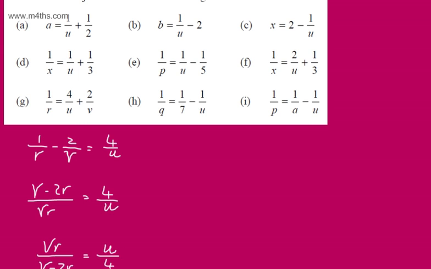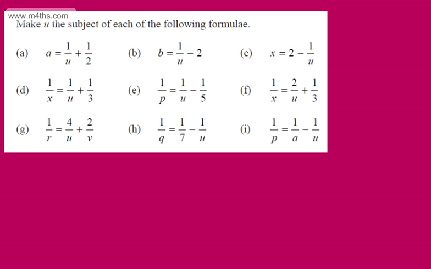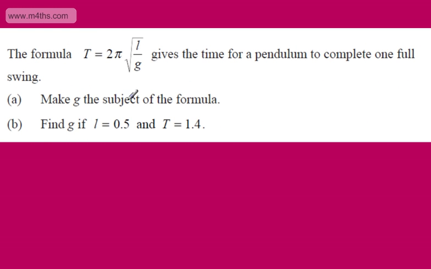Let's move on and just finish off with something slightly different. Let's see what we've got here. So making u the subject, fairly straightforward. This one here, it says the formula T is equal to 2 pi multiplied by the square root of L over G gives the time for a pendulum to complete one full swing. In part A, we're asked to make G the subject of the formula, and in part B, we're asked to find G if L is 0.5 and T is 1.4.